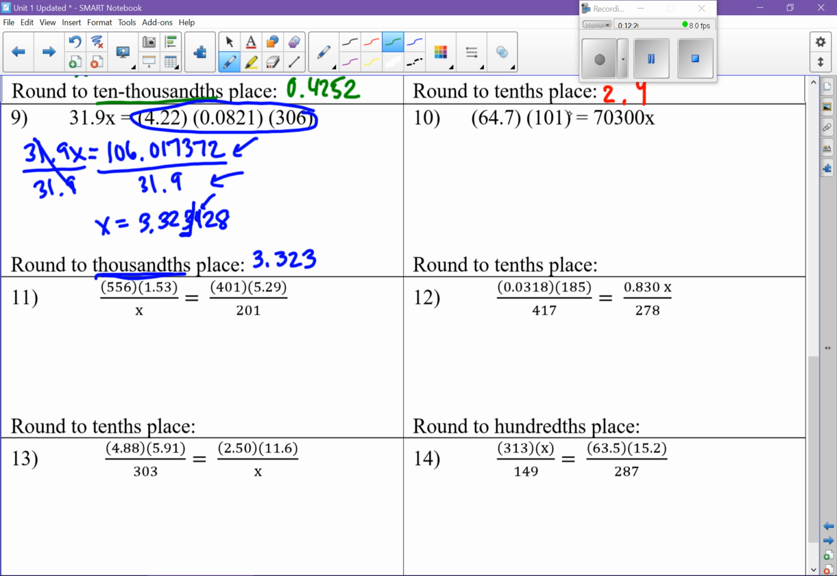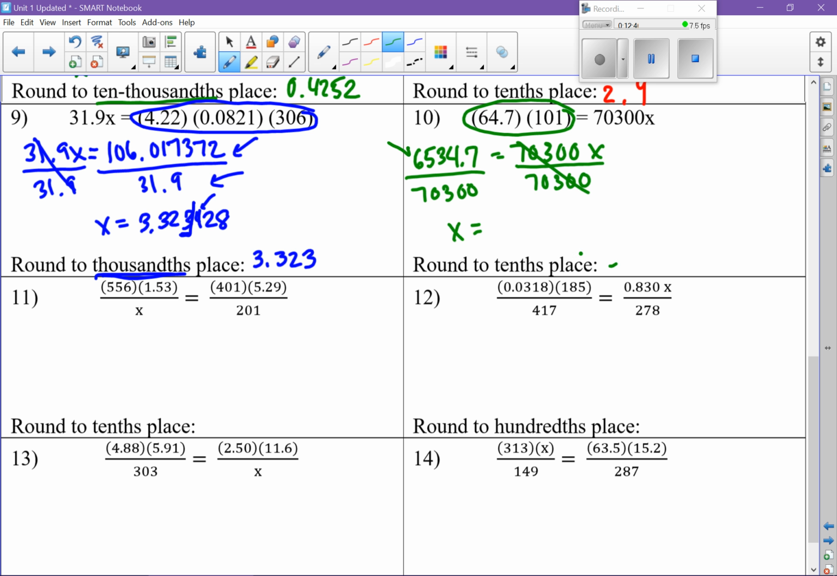The next one is very similar. I've got these numbers together. My first job is to combine those like terms, and I'm going to multiply them. When you do that, you're going to get 6534 by multiplying them, and on the other side keep this. Then your job is just to get the x by itself. Divide both sides. Divide by the thing that's touching the x. x equals, do this numerator divided by that denominator. And you're going to get 0.0929544.